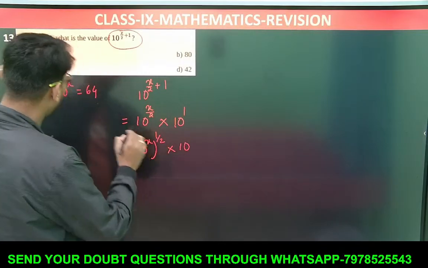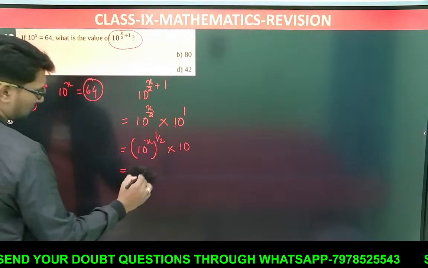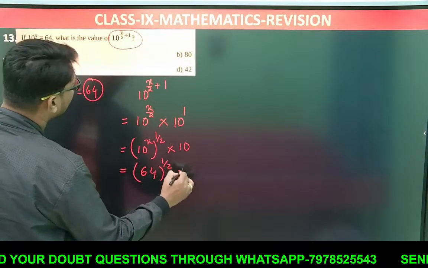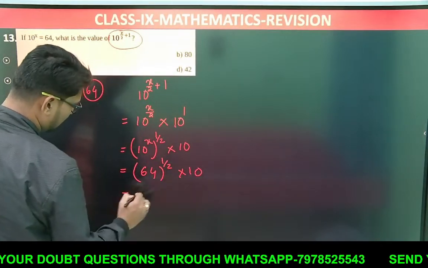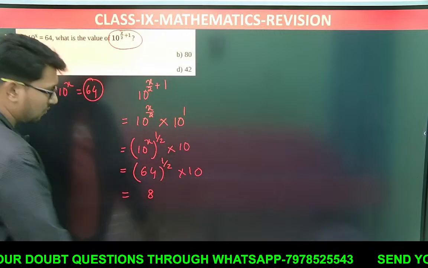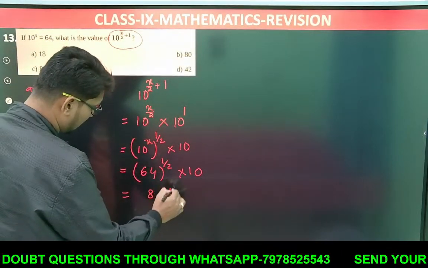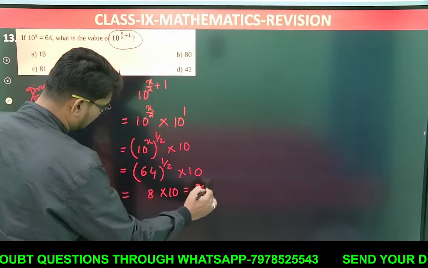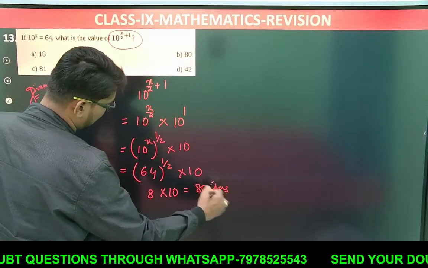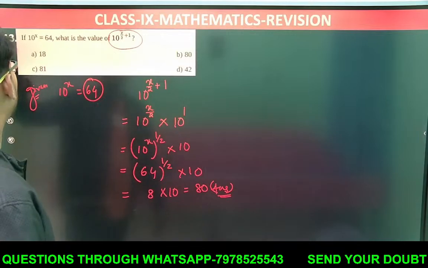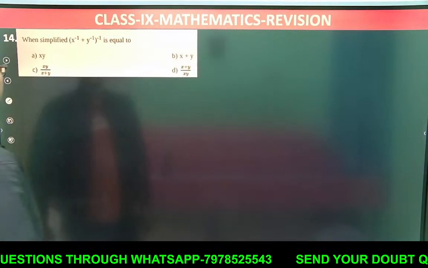Now check, the value of 10 to the power x is given as 64. So 64 to the power 1 by 2 into 10. 64 to the power 1 by 2 is the square root of 64, which is 8, into 10, which is 80. The answer is 80. I hope this is also clear. Let us move to the next question.